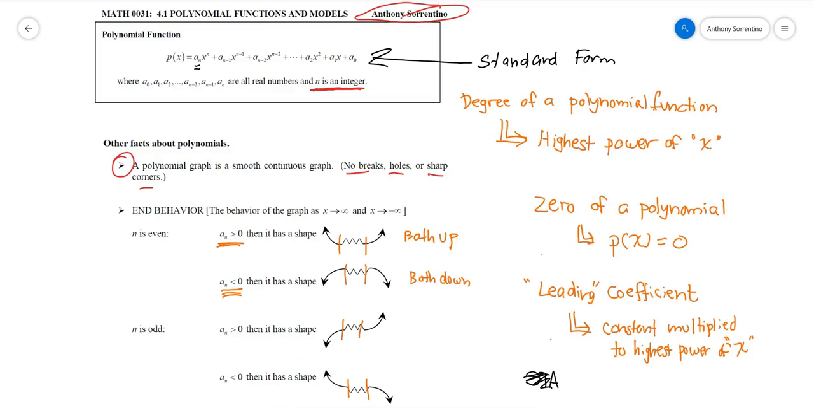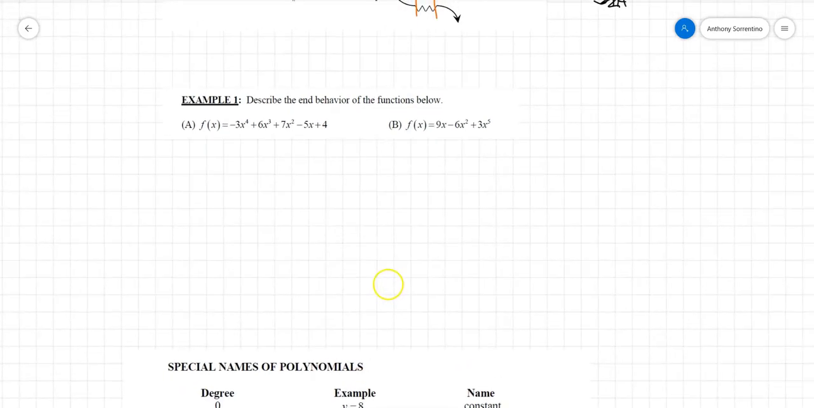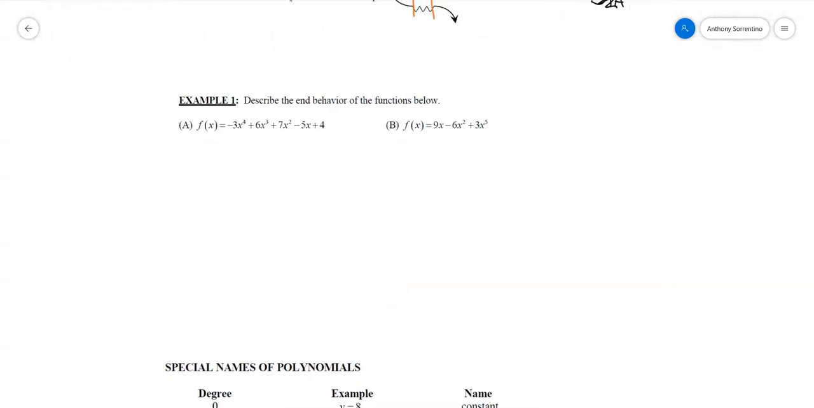So for the first example you're given, you're simply asked to describe the end behavior, and that's by drawing a little picture of these two functions. For this one here, the f of x for a is written in standard form, and this is a degree 4, which is even. That means that the two ends should be pointing in the same direction. Now, are they both going to be up, or both down? Knowing it's even, I know it's either going to be this, or it's going to be this, as far as the end behavior goes.